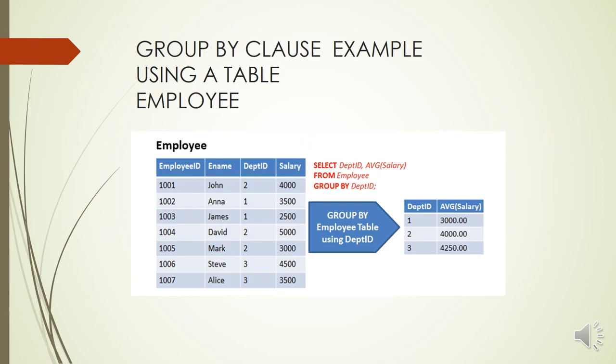Let's see the example using a table employee, and this example is for the average function. Select department ID, average salary from employee, group by department ID. So it has been grouped by the department ID with the average salary. Average salary is actually calculated automatically.